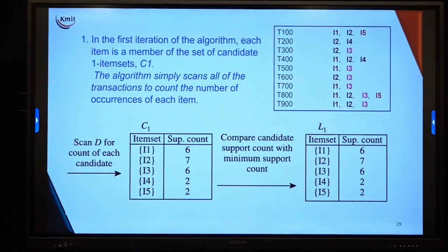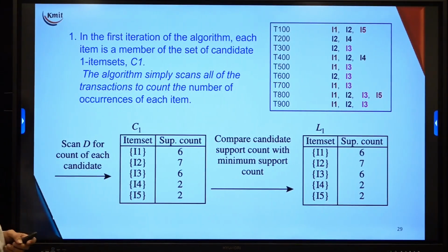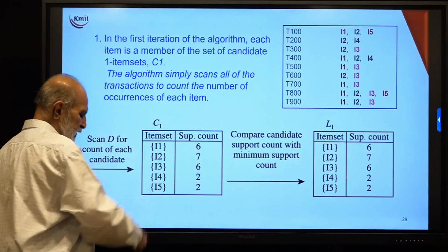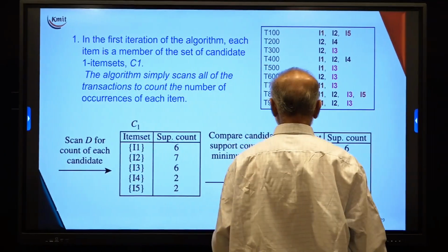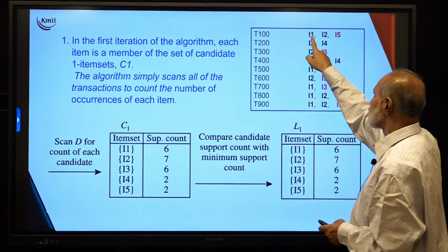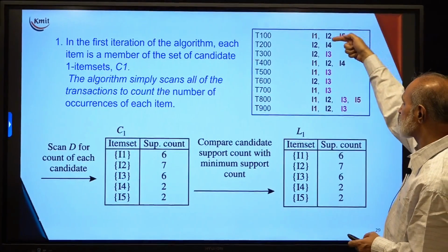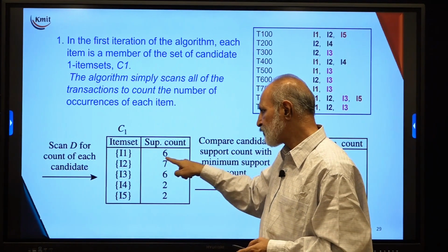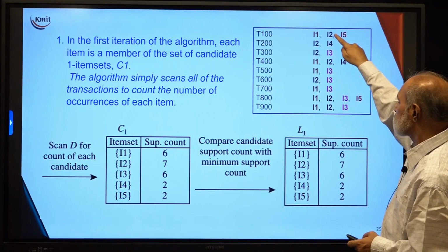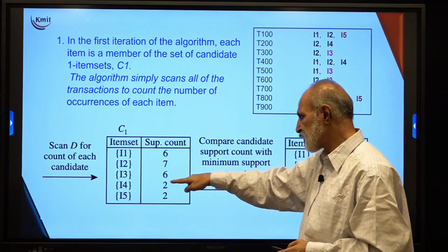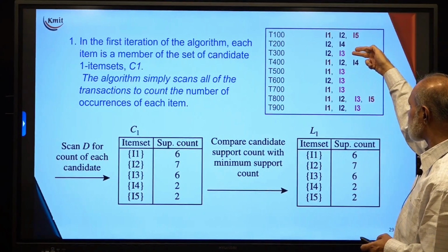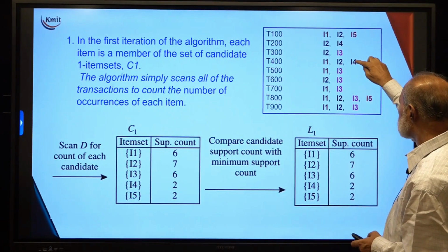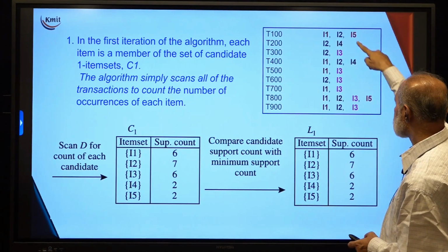So, I have a candidate set C1 where only one item will be available. The algorithm simply scans all of the transactions to count the number of occurrences of each item. Now, let us do that. If I count I1, how many times does I1 come? You can see the brown color: 1, 2, 3, 4, 5, 6. So I1 comes 6 times. I2 is shown here, so I2 comes 7 times. I3 is shown in the magenta color: 1, 2, 3, 4, 5, 6. I4 and I5 only come 2 times, I4 here and here, I5 here and here.